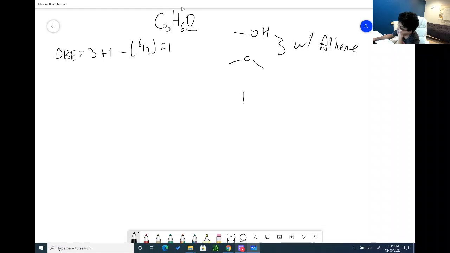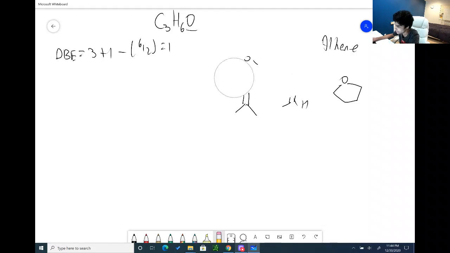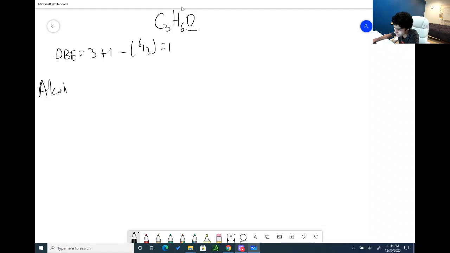However, there can also be a ketone, there can be an aldehyde, or there could be a ring. So let's find out. So on alcohol, we have alcohol with alkene.